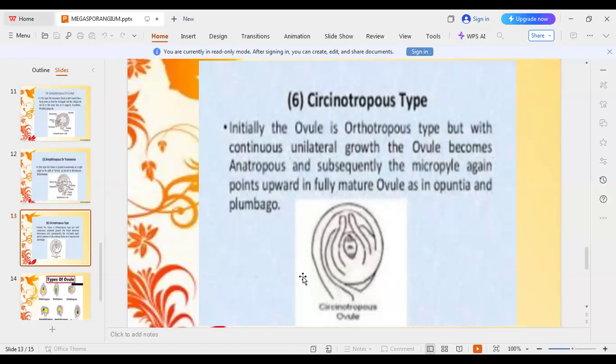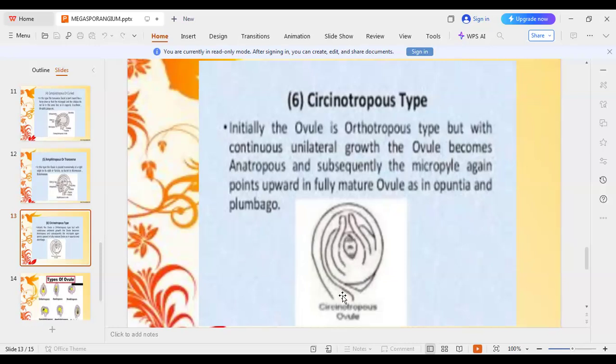Okay, so the nucellus and the axis remain in the same line in the beginning, but due to rapid growth on one side, the ovule gets inverted. This curvature continues and thus the ovule turns completely, and once again the micropyle faces upwards. So this type is found in Opuntia and Plumbago. Both the plants have this type of ovule, Sarcinotropous.